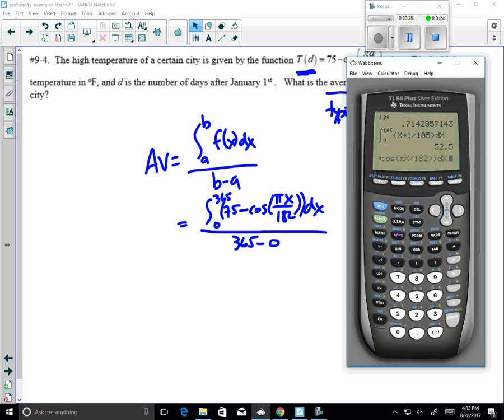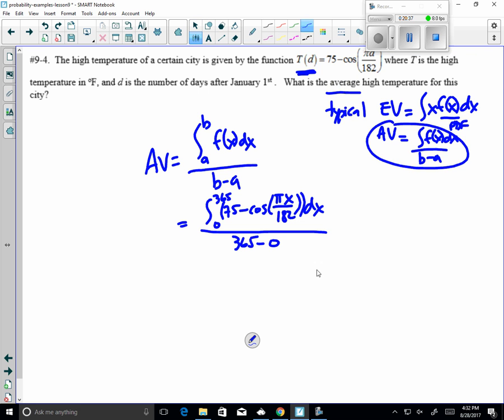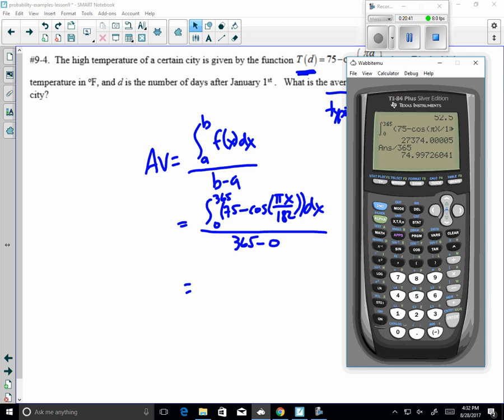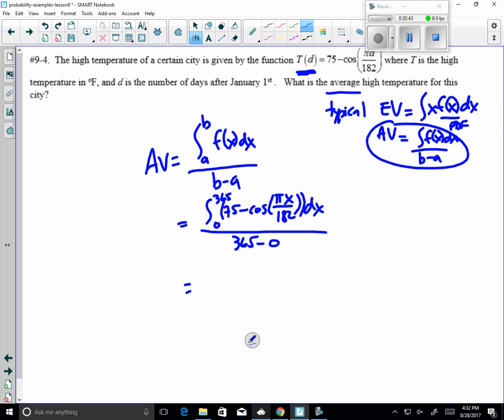Okay, and then x. So this is the numerator of the fraction. And then I'm going to divide that by 365. That gives me 74.99, so 75 degrees. Let me check again. Yeah, 74.99, so 75 degrees. Okay, so the average temperature in this city over all the days is 75.0 degrees.